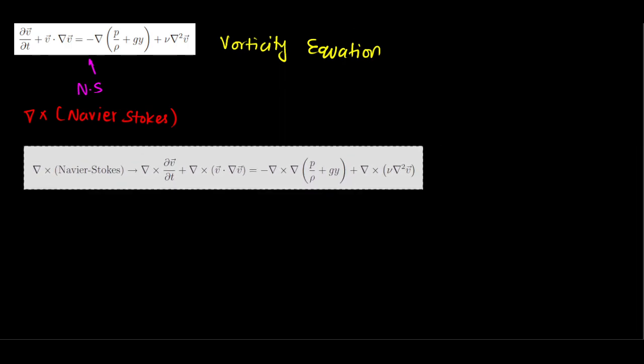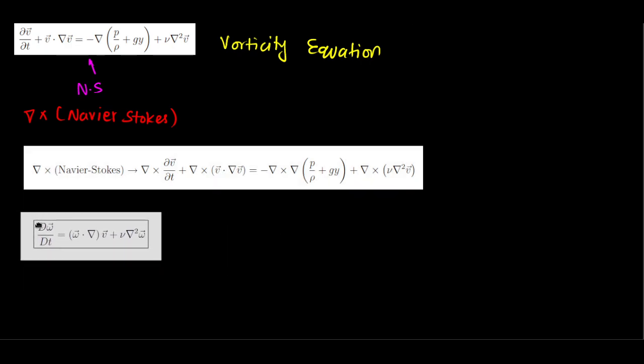So this is the curl of the Navier-Stokes equation, and after this is just a few mathematical manipulations which we do using mathematical vector identities, which you can look up, and the final equation which we get is this. So this is the final vorticity equation here, and here of course omega equals the curl of velocity. So this is the final vorticity equation which we have got.